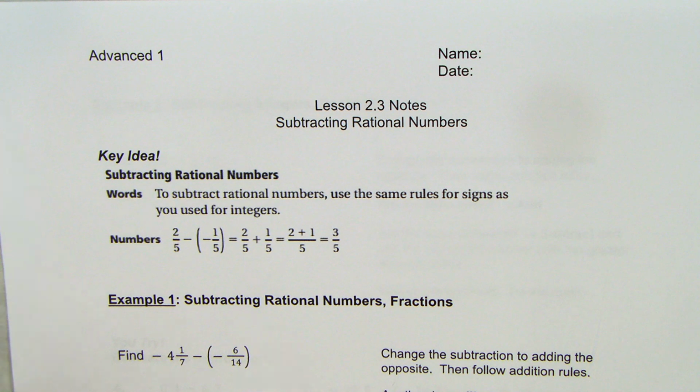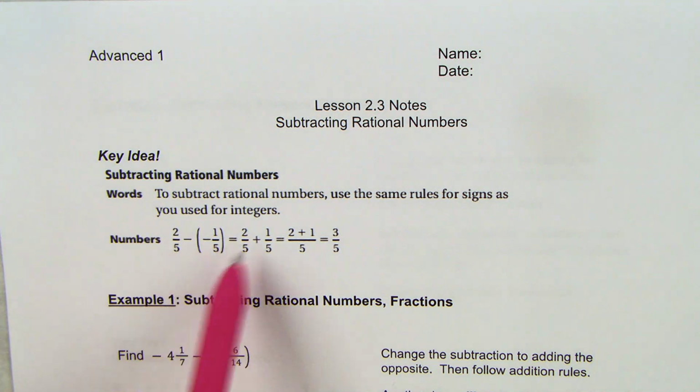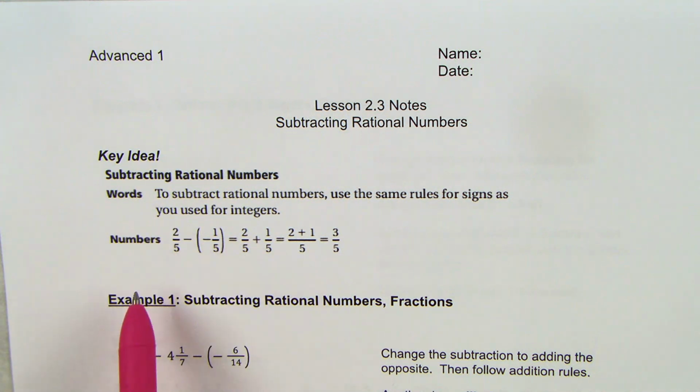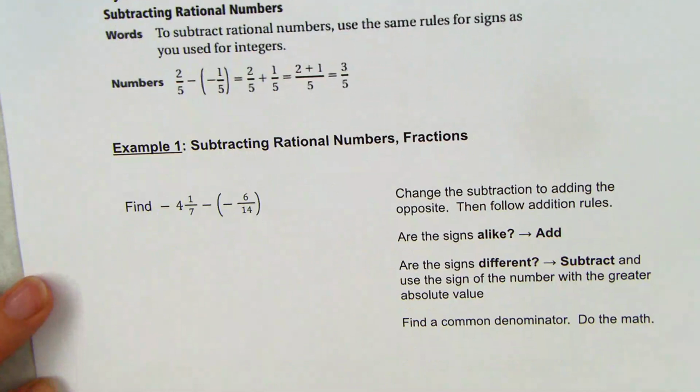These are the lesson 2.3 notes on subtracting rational numbers. And like adding rational numbers, to subtract, use the same rules for signs as you used for integers. In example 1, we are subtracting fractions.